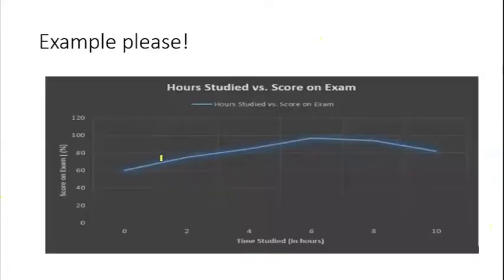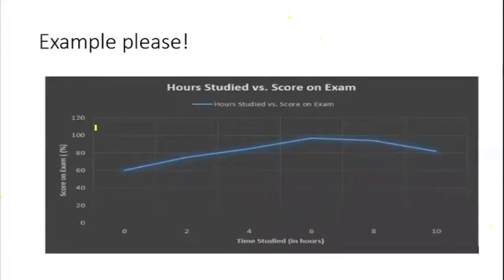So we have here an example of a graph, okay, with our vertical axis and our horizontal axis. So this study would like to find out whether the number of hours of studying will affect your score in the exams. So our independent variable here would be your time of study. So how much time you will spend studying.